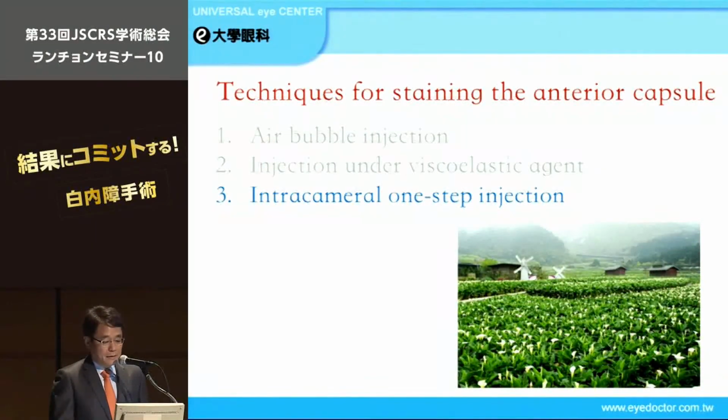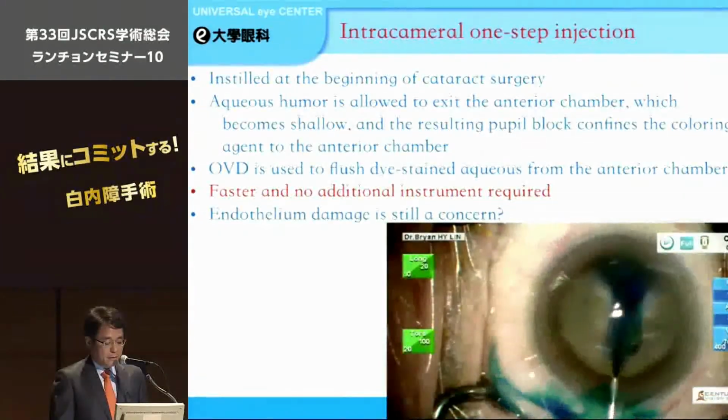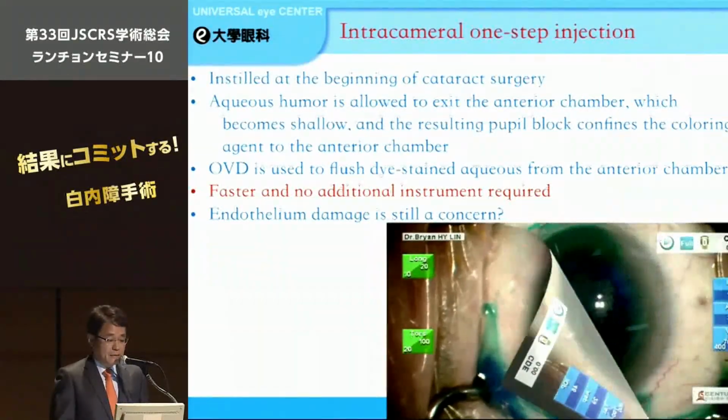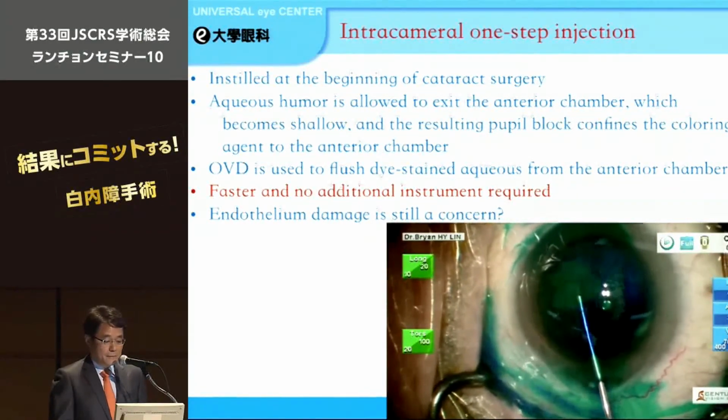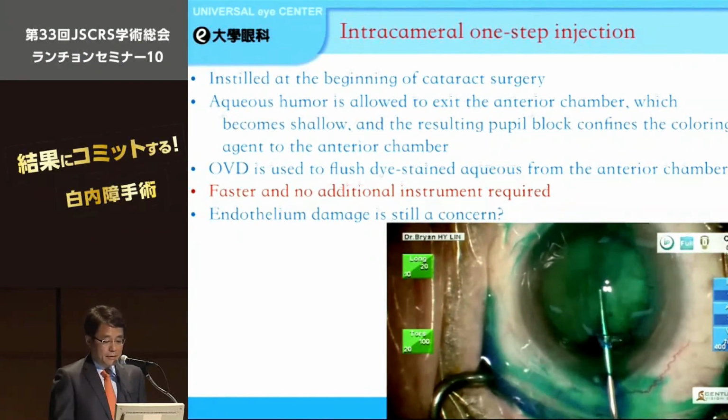The third technique is intracameral one-step injection. This technique is faster and no additional instrument is required, while endothelium damage is still a concern.